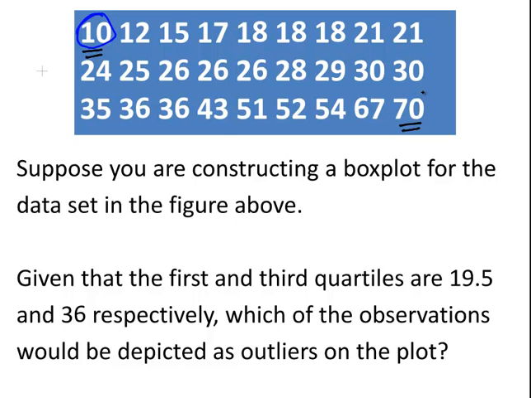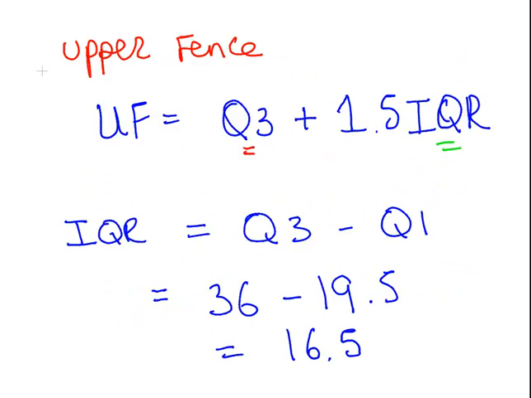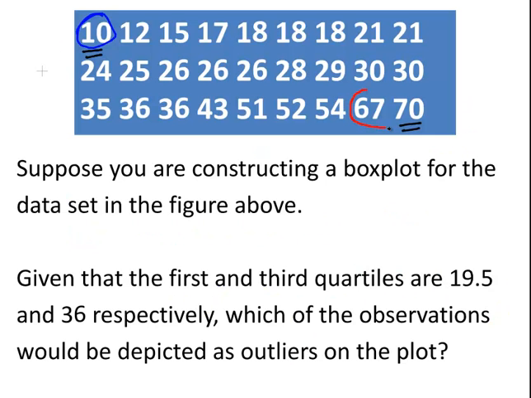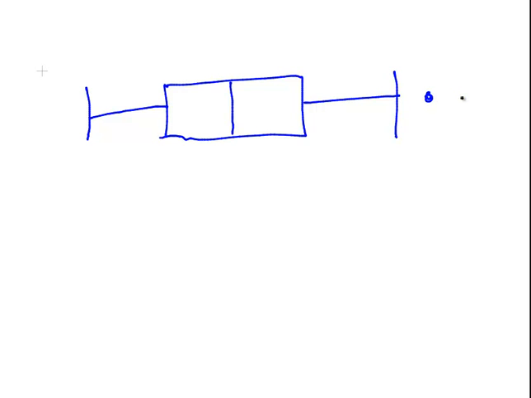Are there any values greater than 60.75? Let's just check the number again. 60.75. Are there any values greater than 60.75? There are actually 2. So what's going to happen in our box plot is that these two items will appear as outliers. It'll look something like this. I'm not going to spend too much time sketching it. So 67 and 70 will be out there.